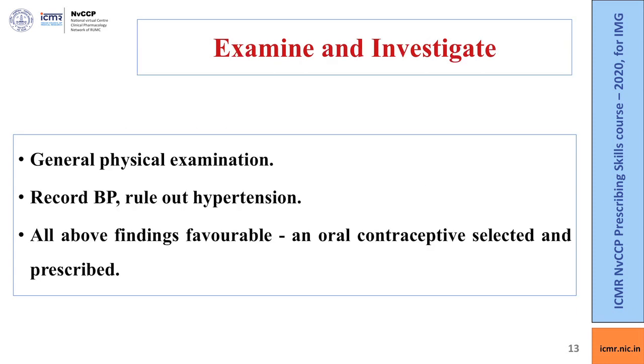In ideal circumstances, following history taking, conduct a general physical examination including palpation of the breast for any lump and a per vaginal examination for fibroid or other tumor. Record blood pressure to rule out hypertension. Only after all the findings are favorable should an oral contraceptive be selected and prescribed.